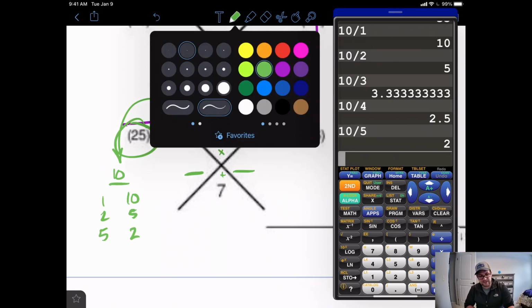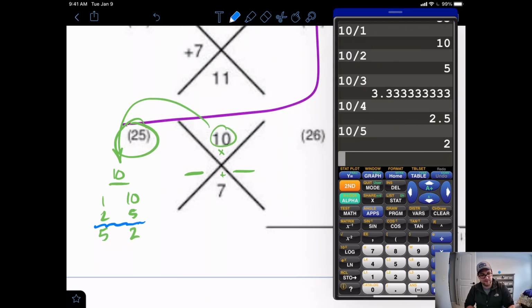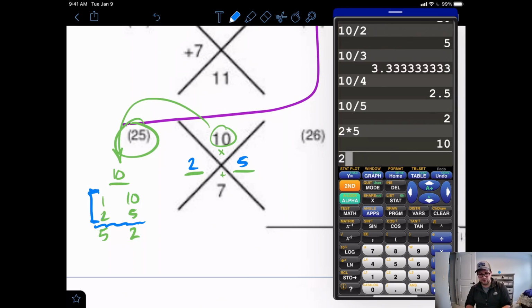Now, if you notice something, our list flip-flopped here. That means that our answer is one of these two. So we just got to figure out which one. 1 plus 10 is 11. So that's not right because I needed it to be 7. 2 plus 5, that's 7. So those must be our two numbers. And you can check this too because 2 times 5 equals 10. 2 plus 5 equals 7.